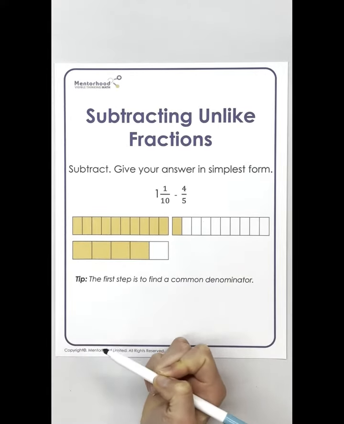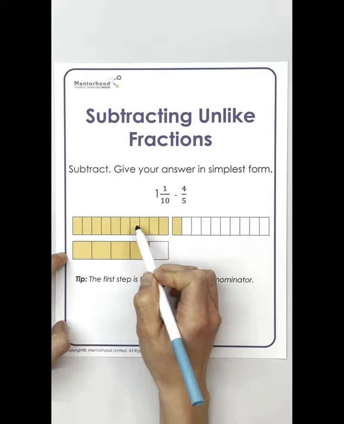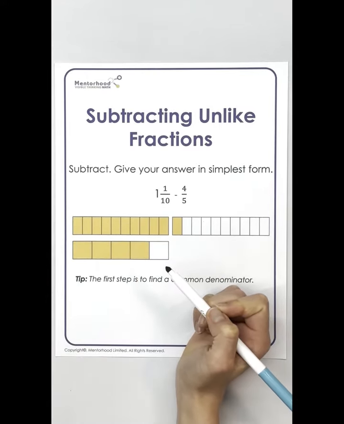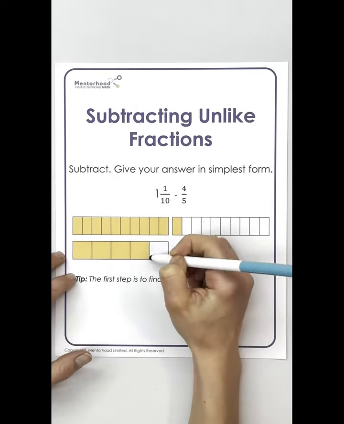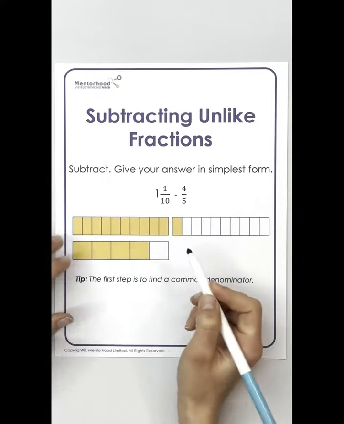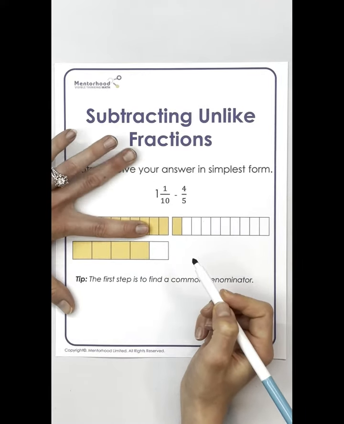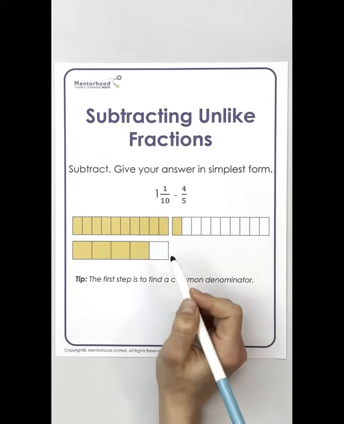Now these are pretty hard to subtract because these sections are different sizes. How do you take that away? Now, you might notice that these kind of line up. So you can kind of take this away to minus your 4/5, and you'd be right. But let's see how we actually do that mathematically.